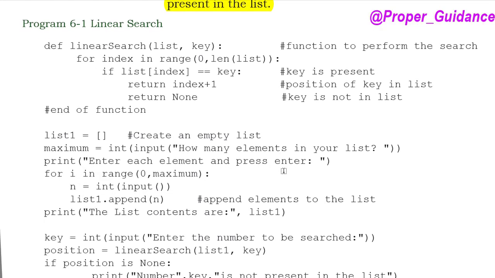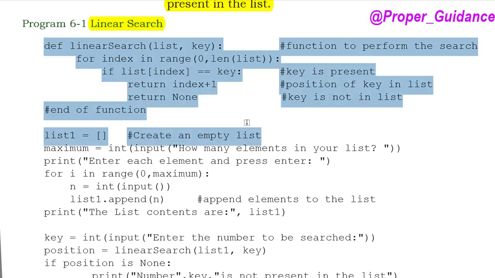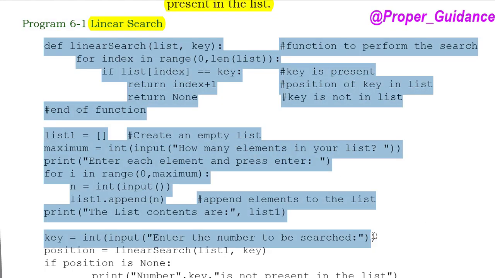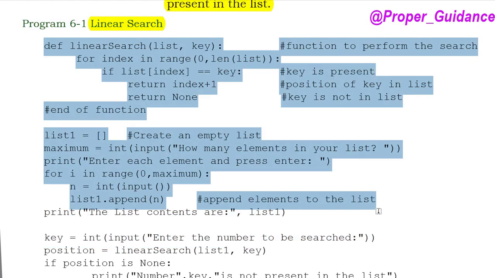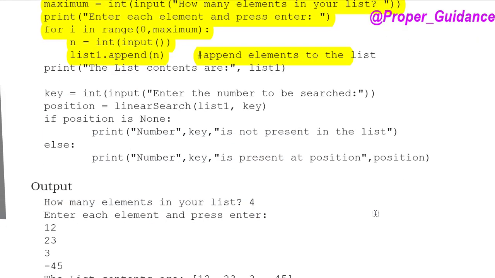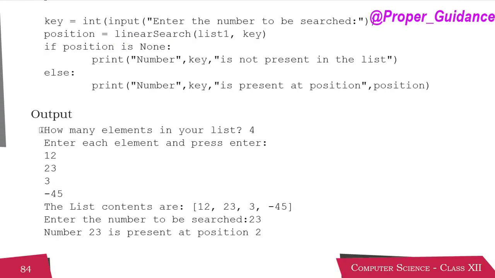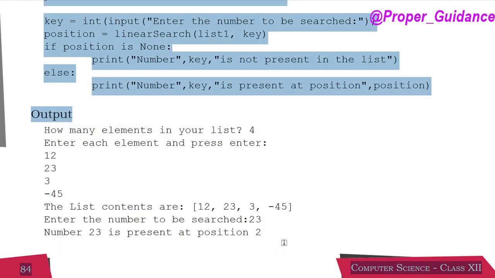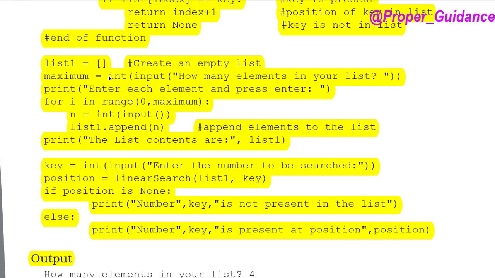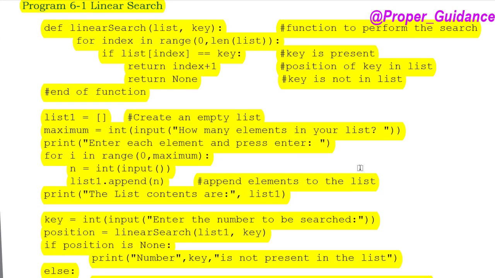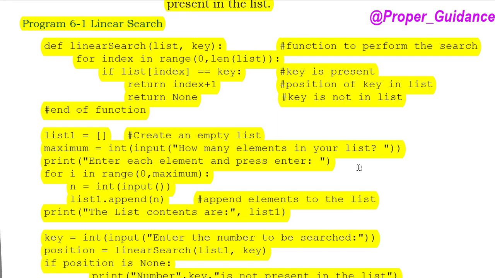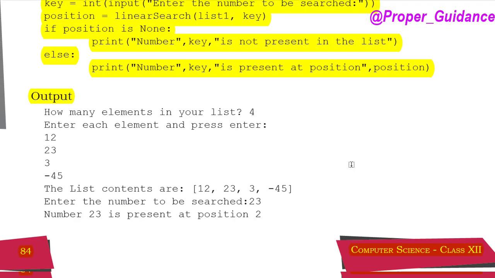Now, here is the programming code snippet. Please go through the entire program. If there is any problem, let me know. I will be there to clarify your doubts with another class. The complete program is given here, along with the output section. Please go through it and try to write down the program in your copy, or you can execute it on your computer also.